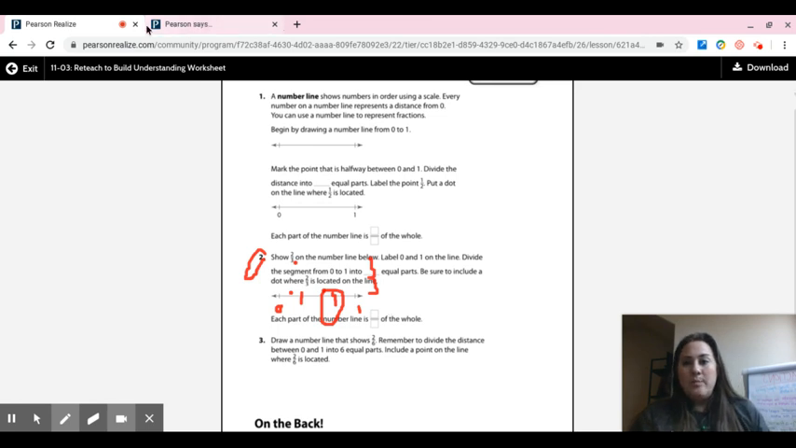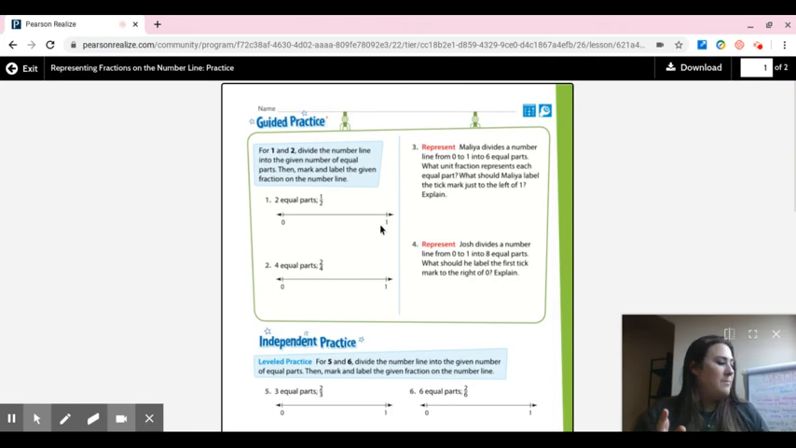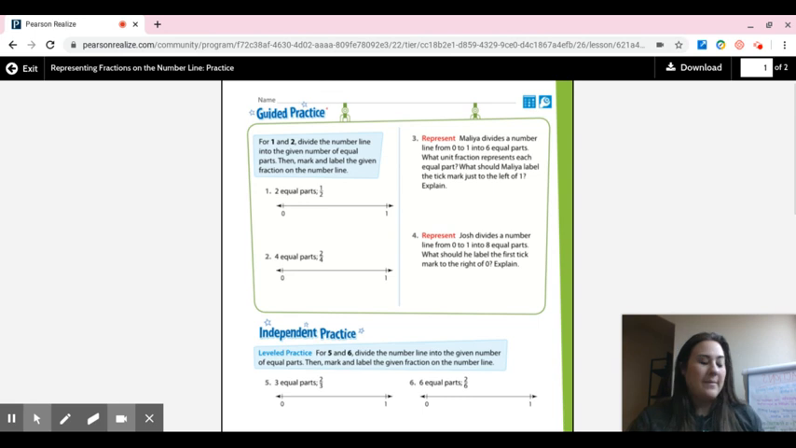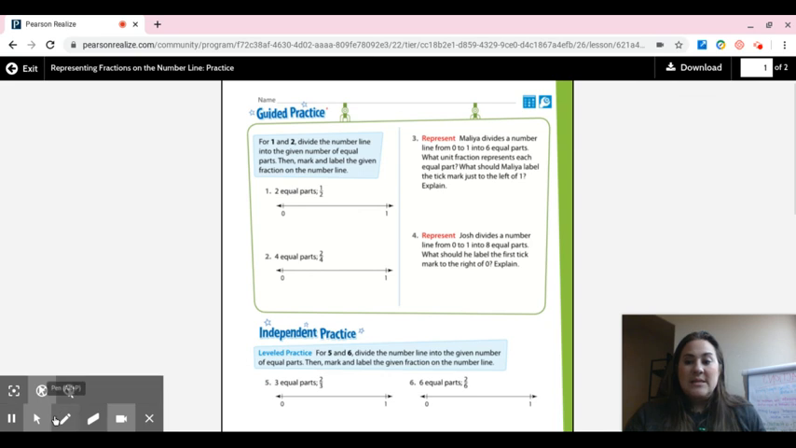Okay, so I want us to work on page 579 today. I want you to complete questions 1 through 8. It should probably only take 5 to 10 minutes. So for number 1, it is saying that you are going to divide the number line into the given number of equal parts. Then mark and label the given fraction on the number line. Right now, they're already telling you how many equal parts your number line should be divided into. Number 1 says 2 equal parts, 1/2.